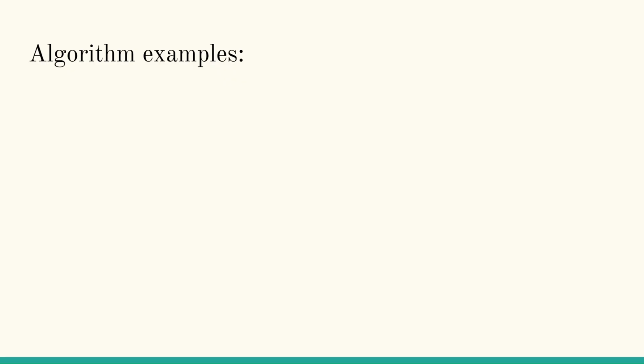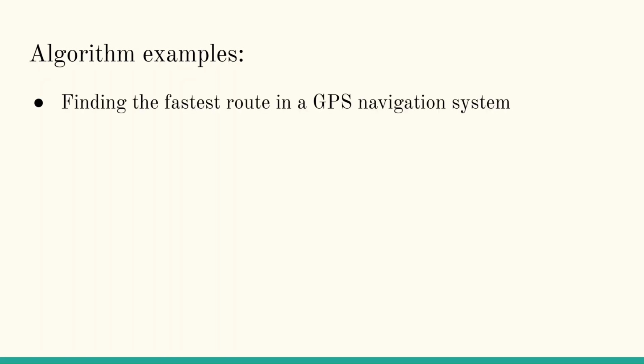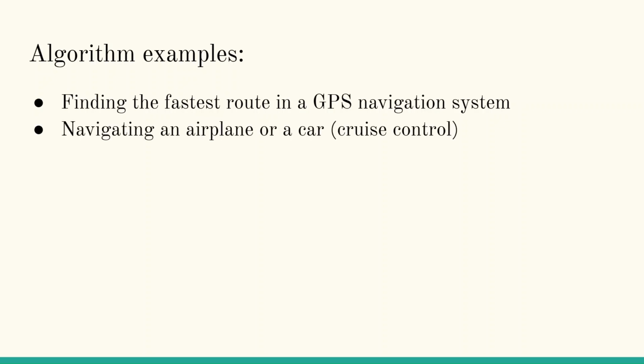Here we will see some algorithm examples. For example, finding the fastest route in a GPS navigation system. So if we use, for example, Google Maps, and we search for any location, you might think you want to go from A to B, so it will find you the easiest, shortest, and most convenient route based on the algorithm.